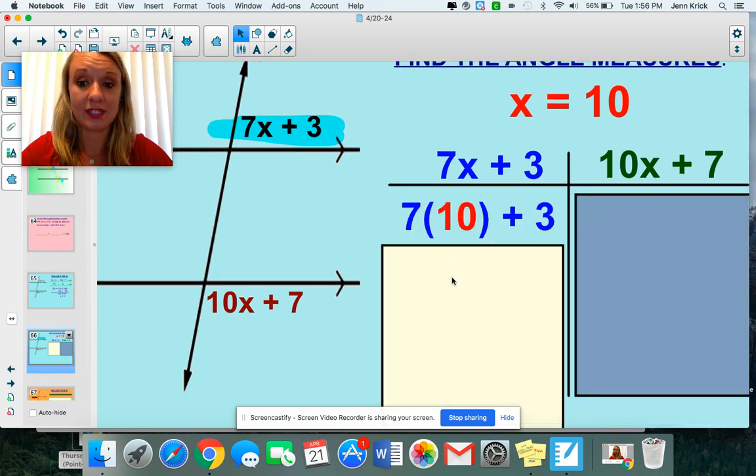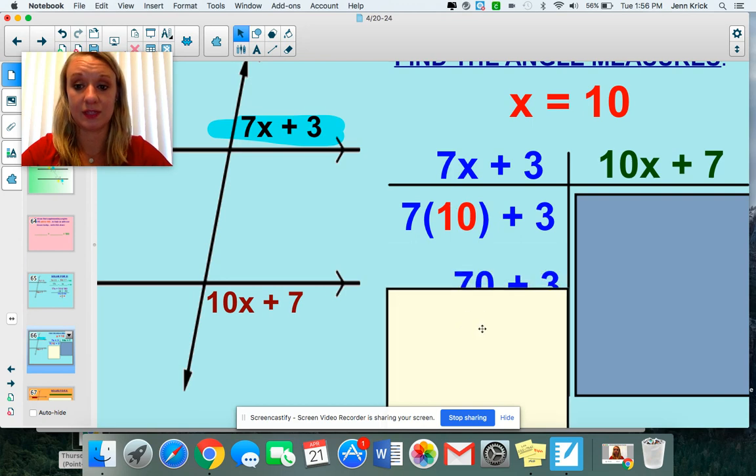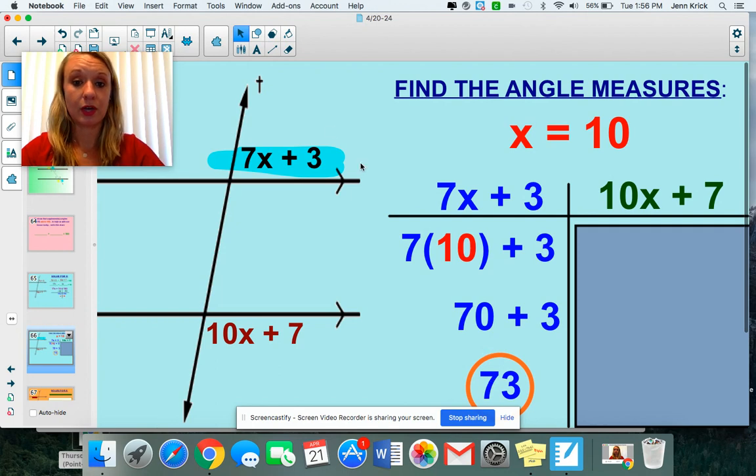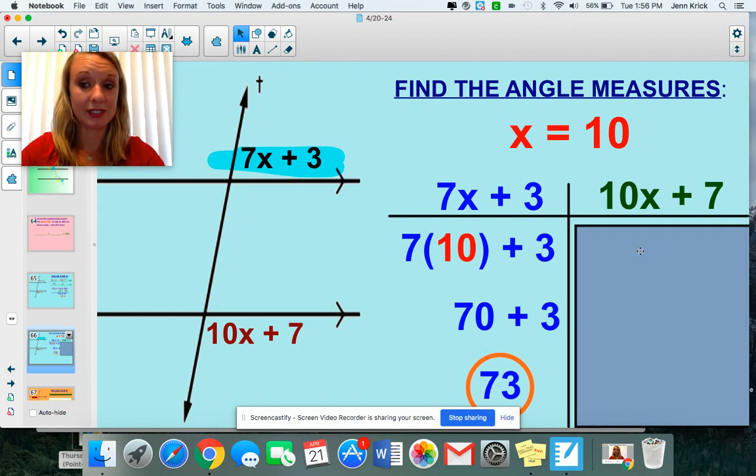All I need to do is take out my x and substitute in 10. So 7 times 10 gives me 70. 70 plus 3 gives me 73 degrees. So this angle up here is 73 degrees.